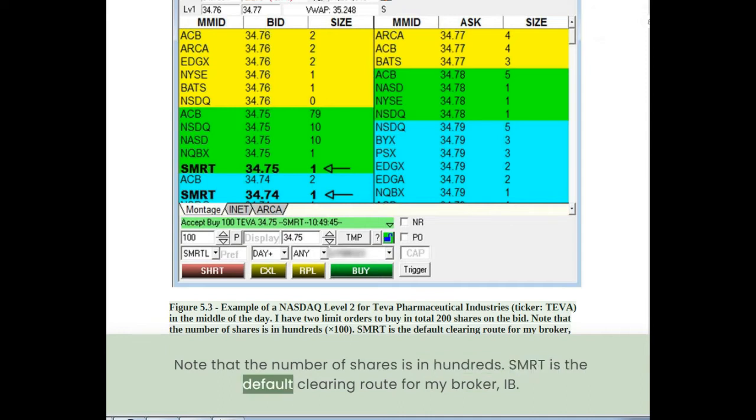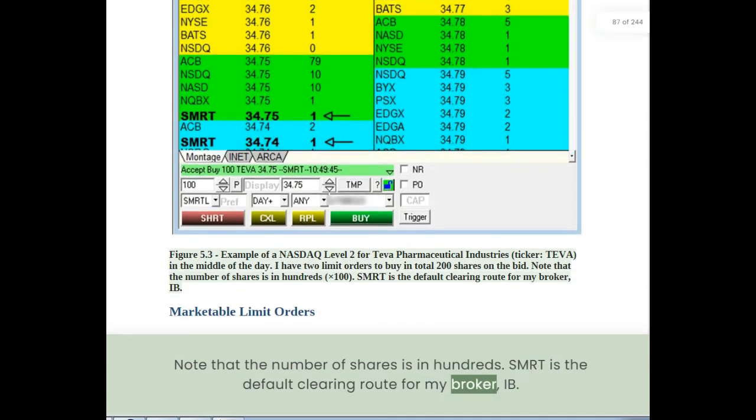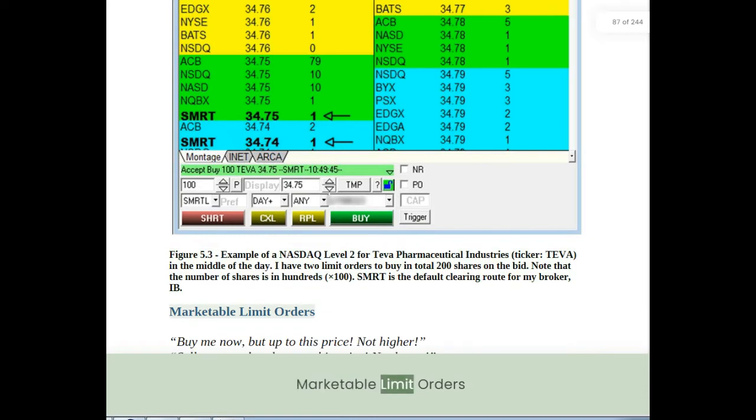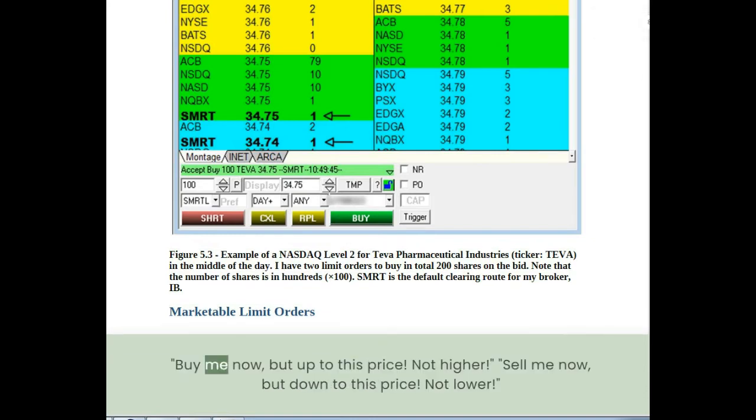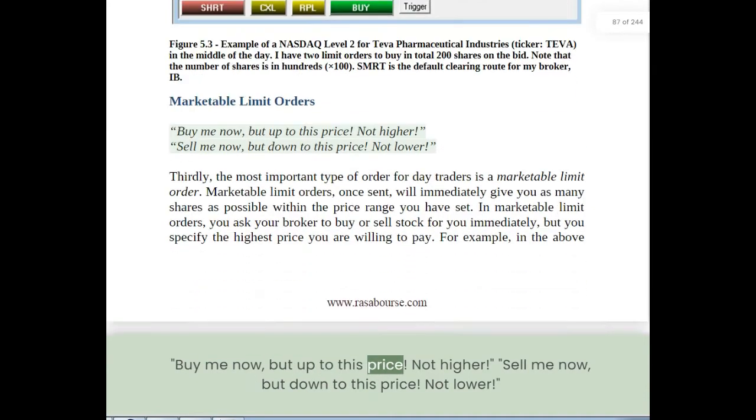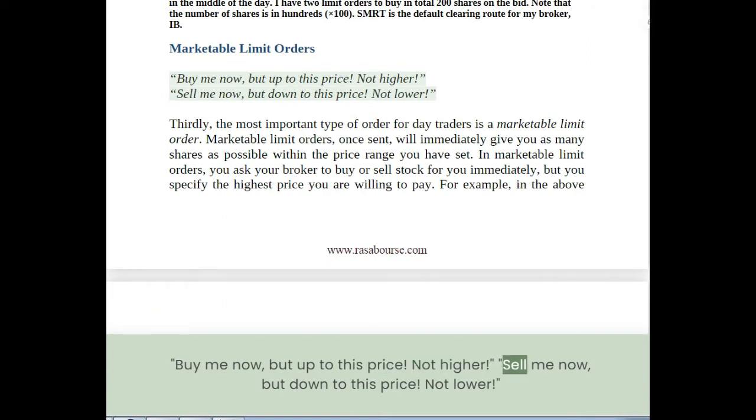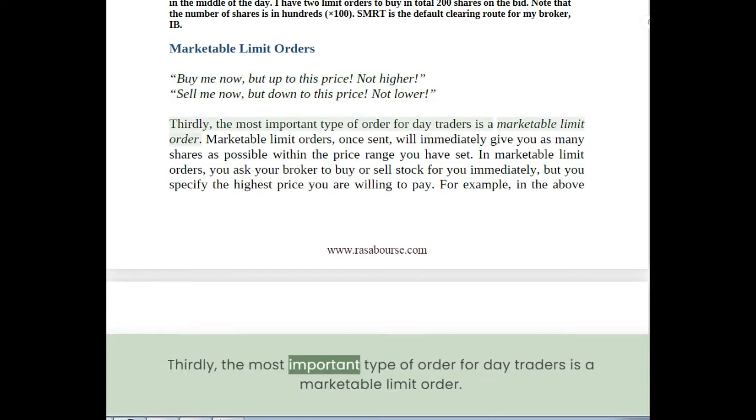SMRT is the default clearing route for my broker, IB. Marketable limit orders: buy me now, but up to this price, not higher. Sell me now, but down to this price, not lower. Thirdly, the most important type of order for day traders is a marketable limit order.